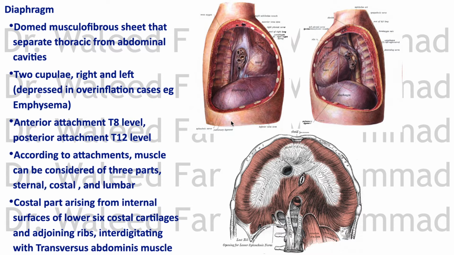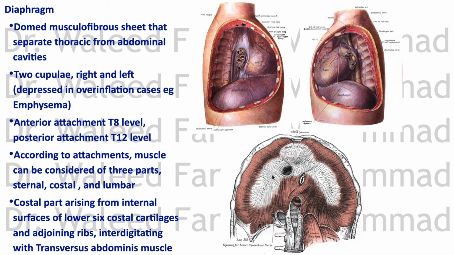When you talk about the attachments of the diaphragm, the anterior attachments are higher than the posterior attachments. These are at the level of T8, and the lowest attachment is at the level of T12, even between T12 and L1. You can divide the origin of the diaphragm into three parts: a costal origin, a vertebral origin, and a sternal origin. They all meet in the middle in a central tendon.